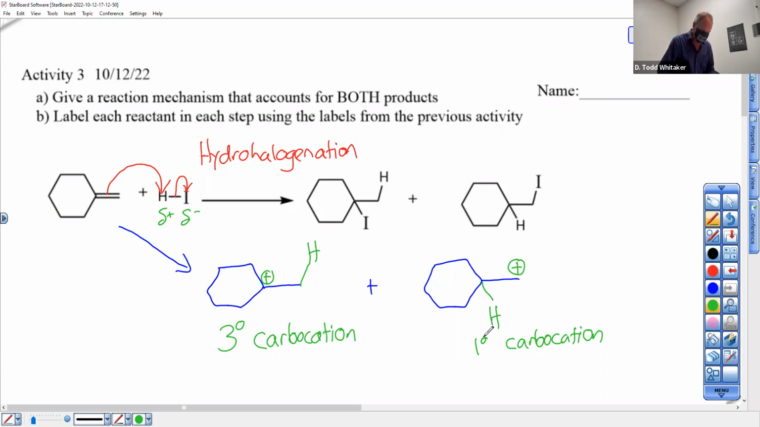And the other product you made, each time you made a carbocation, was what happened to the HI? It gave up its H. We've already drawn the H. What happened to the other piece? What is it?